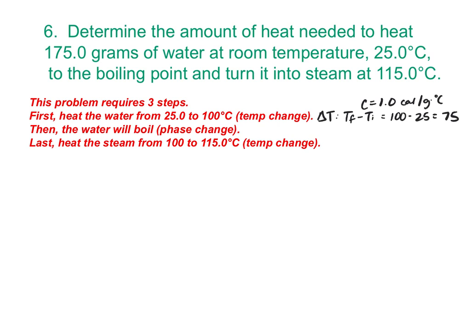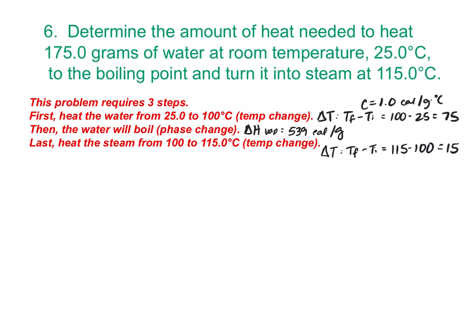Then my water is going to be boiling, so the delta H I'm going to choose is for vaporization, which is 539 cals per gram. And then my final temperature change is going to be that steam going up to 115. So 115 minus 100 is 15. So I've just decided what things I needed to solve this.